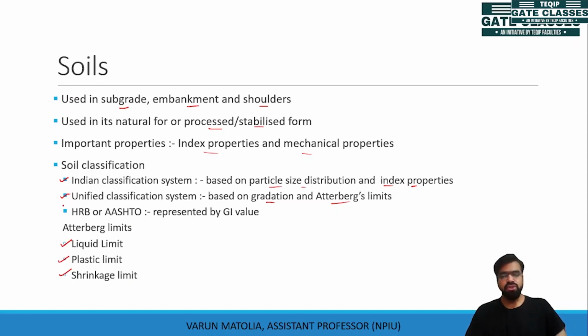Then soil can also be classified by HRB, Highway Research Board, or ASTO method. This is generally represented in terms of GI value. GI is your group index. All these classifications you have already studied in your geotechnical engineering, so we need not revise it. You can go back to your geotechnical lecture and see what classification systems are these and what Atterberg limit can be and how these can be calculated.